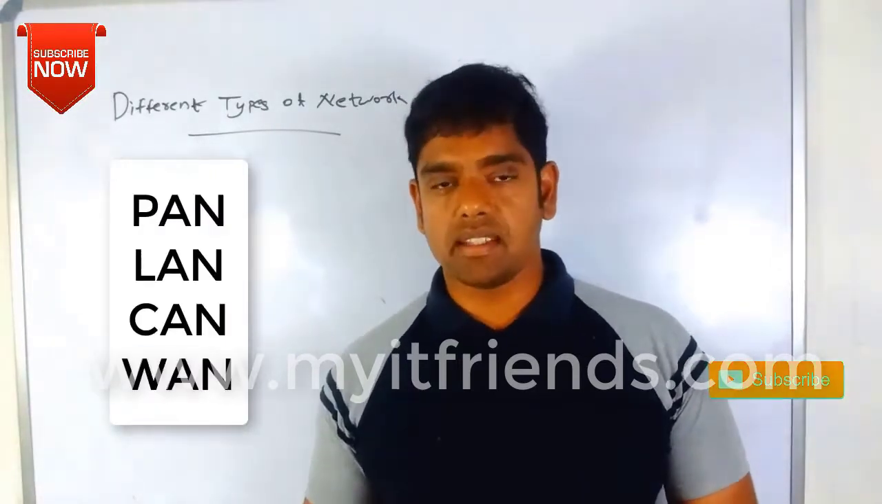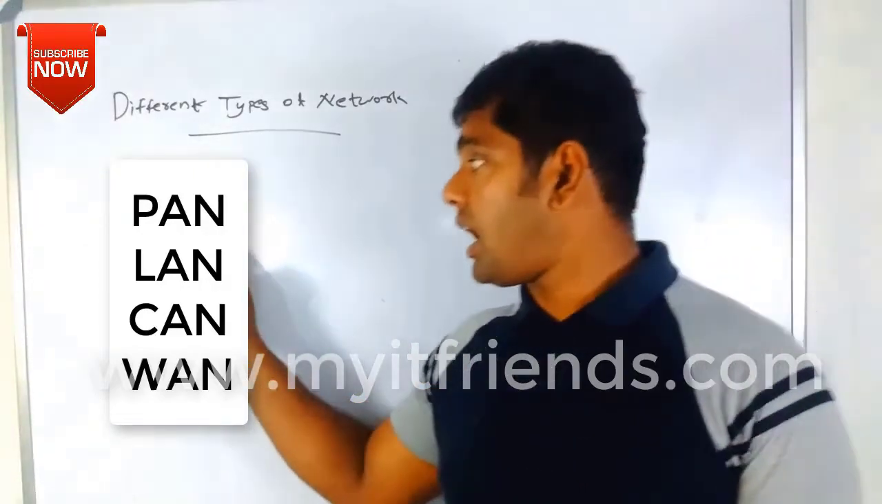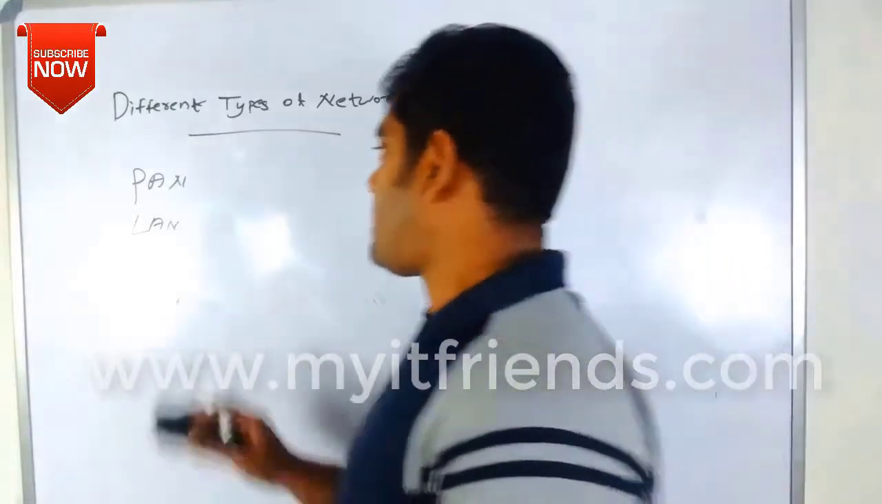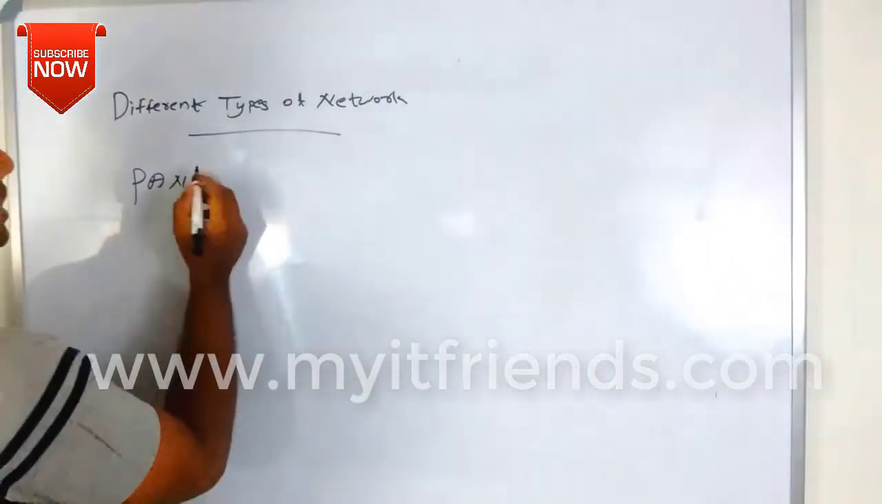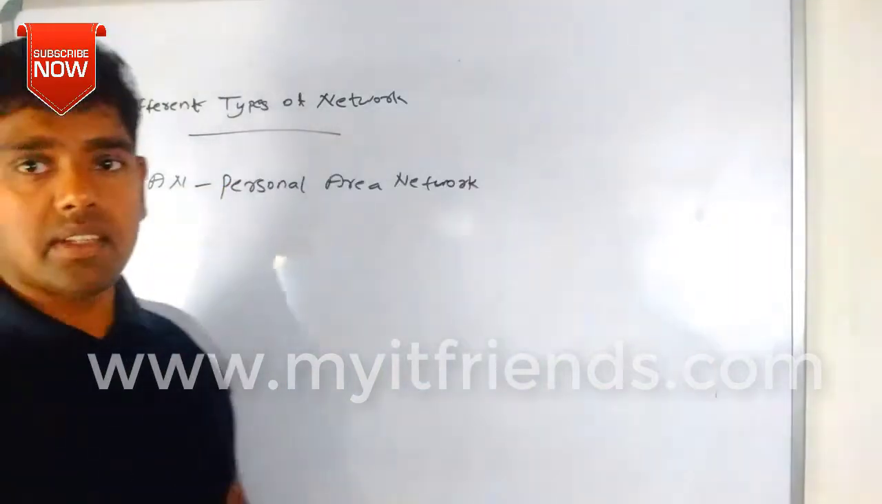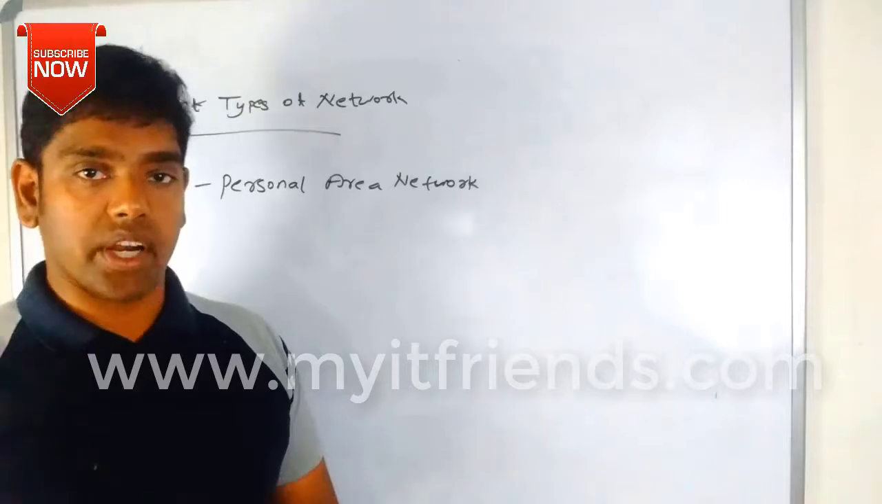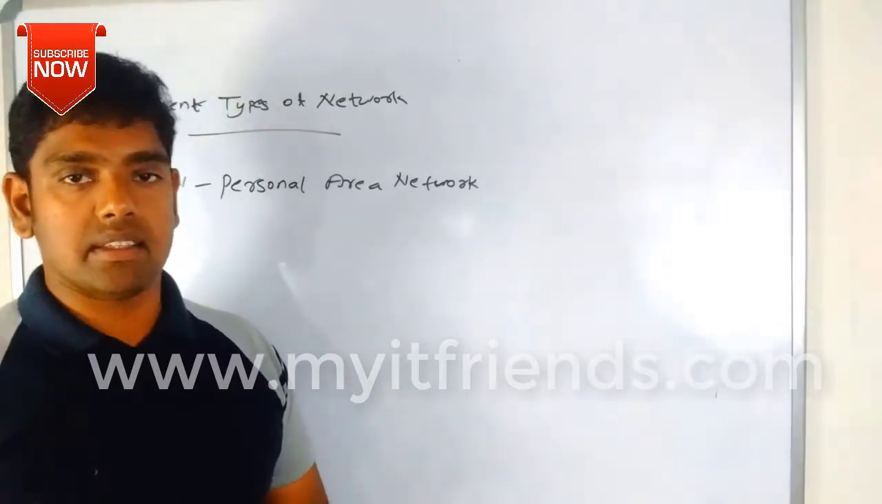Next one is different types of network. According to the geographical size, we can divide networks into PAN, LAN, CAN, WAN, etc. First one is PAN. PAN means personal area network. Personal area network means a network connection in a very short range. Example, the Bluetooth connectivity between two devices.